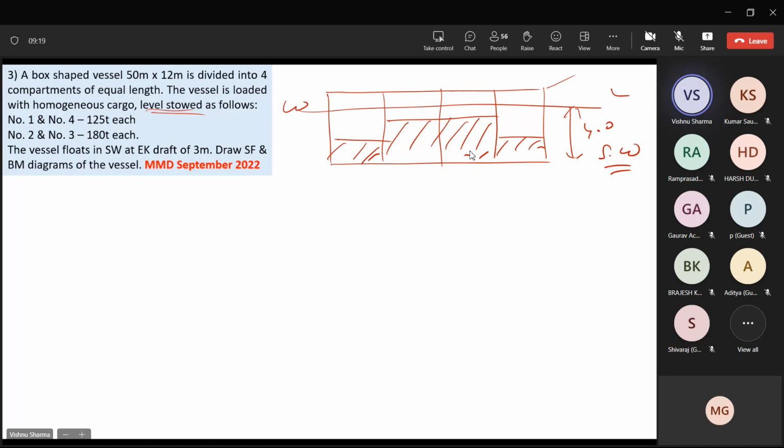How does this vessel differ from what we have done? In this question, he has not given you the light ship displacement, right? That's the only difference. Rest everything, this question you have already done. So how will you get the light ship displacement? You'll get the load displacement for the draft. That means our load displacement will be length into breadth into draft into density of seawater, whatever it comes to. The draft is 3 meters only. Okay, make it 3 meters. No problem.